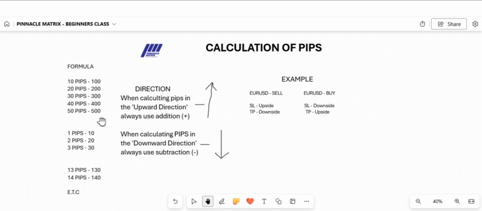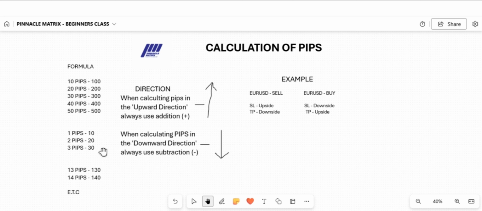Also, for 1 pip, sorry, it is supposed to be pip instead of pips. 1 pip, we use 10 units. 2 pips, we use 20. 3 pips, we use 30. 13 pips we use 130, 14 pips we use 140. I just had to use these little figures for better understanding.